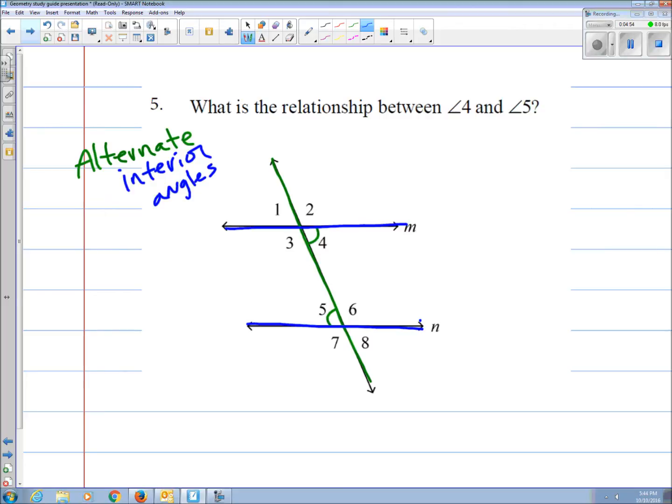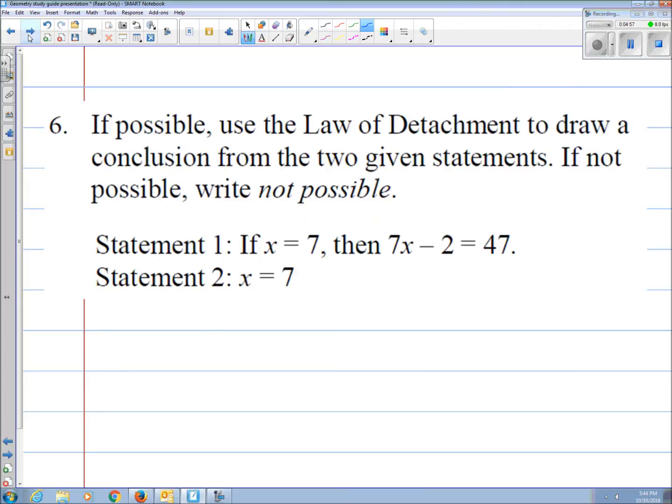Number 6. If possible, use the law of detachment to draw a conclusion from the two given statements. If not possible, write not possible. So statement 1 says, if x is equal to 7, then 7x minus 2 is equal to 47. And they came back and told us that x is equal to 7. So remember what the law of detachment says. It says if the conditional statement if p then q is true, and you come back and tell me that the hypothesis part p is true, then what you can conclude is that q must be true.